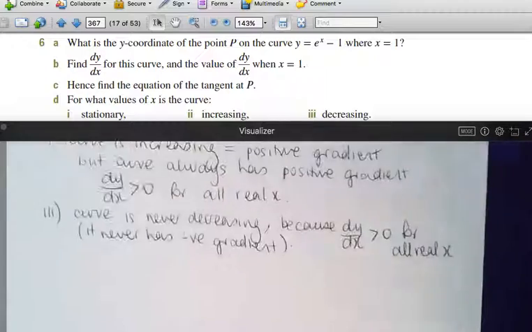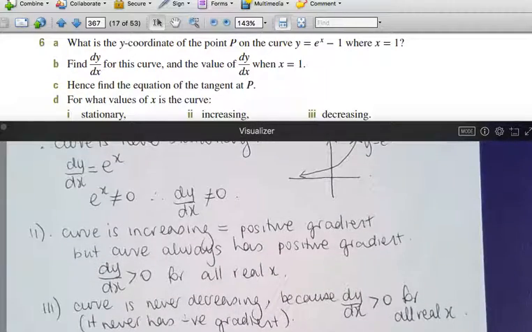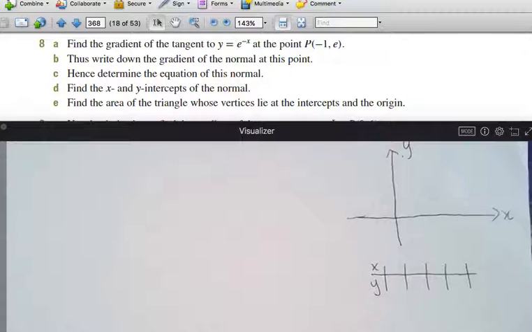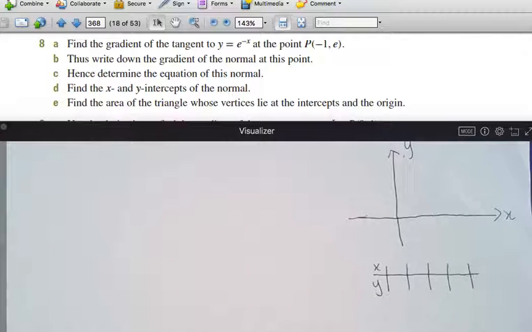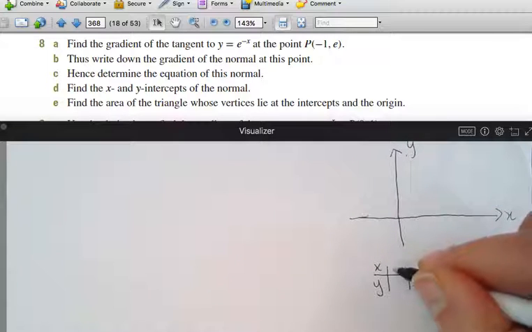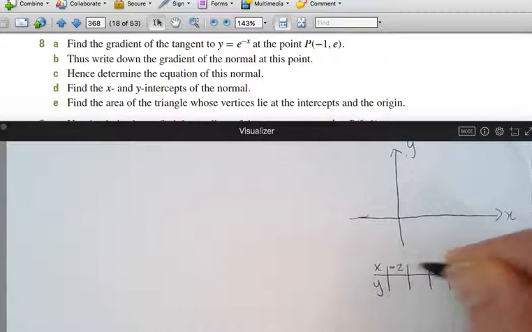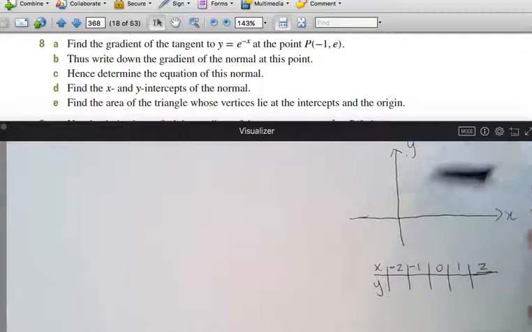Okay, I'm going to do one more, about gradient and equation of normal, finding the x and y-intercepts of the normal and finding the area of the triangle. So the normal is going to be a straight line, right? Let's just do some values, what about when x is -2, -1, 0, 1 and 2? That'll do. Now y equals e to the x goes this way.